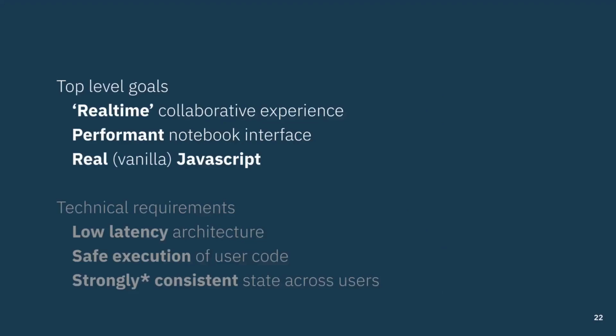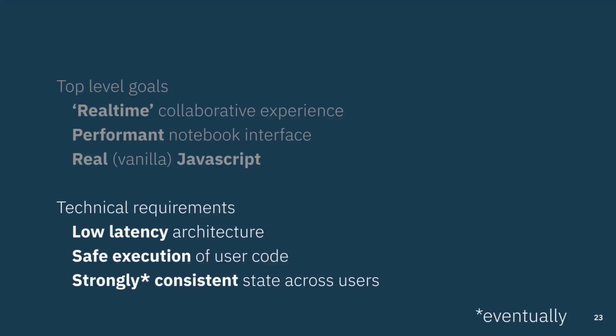Our top-level goals for Pennant were a real-time collaborative experience, a performant user application, which is fast and preserves user data, and real JavaScript, so that users don't need to learn a Pennant-flavored JavaScript in order to begin using the product. The recurrent technical requirements to meet the top-level goals are a low-latency architecture, safe execution of user-submitted code, and strongly consistent sharing of state across users.